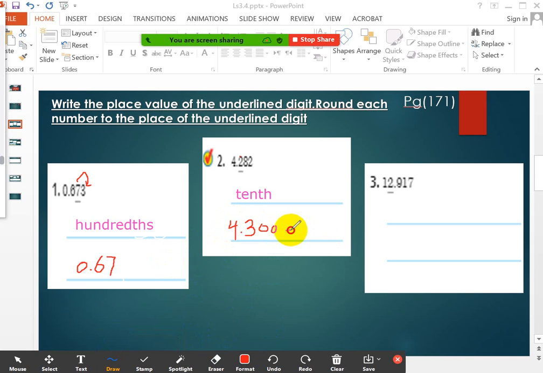4,300. Excellent. 4,300. So I can write it 4.3 without those zeros, right? Because those zeros have no value. So it will be 4.3 tenth. Okay? Thank you, Real, so much.